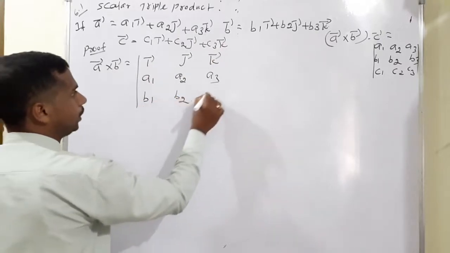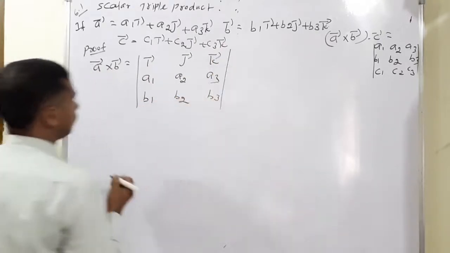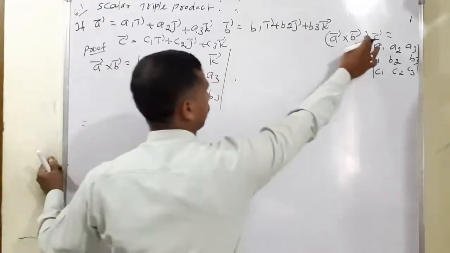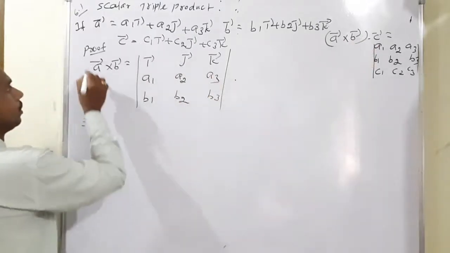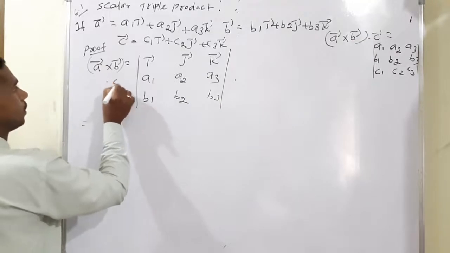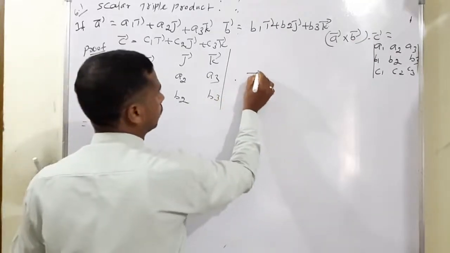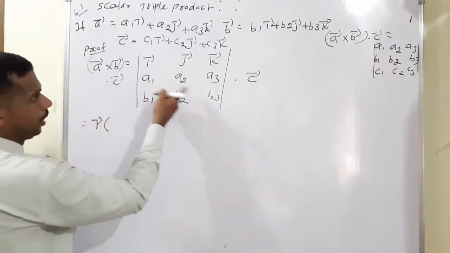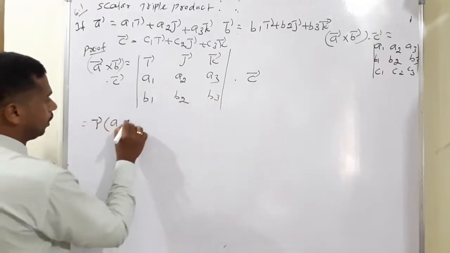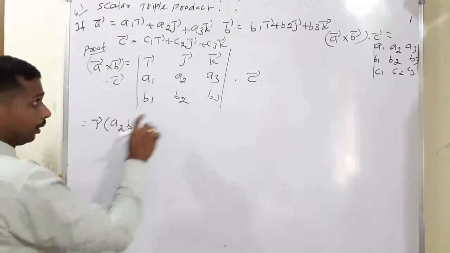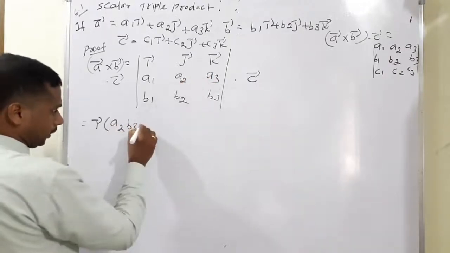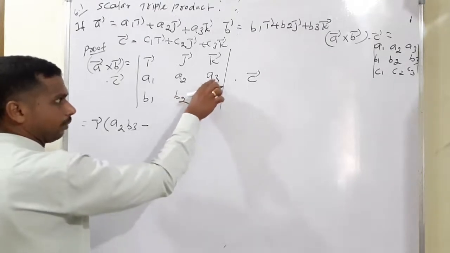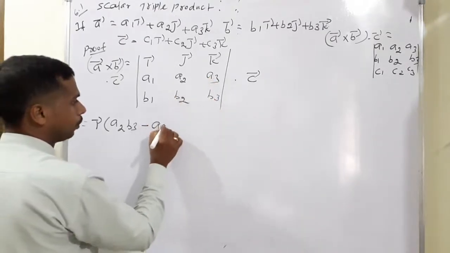B1, B2, B3. Dot C vector also is there, isn't it? So I will write it here, dot C vector. Now I vector into A2 into B3, then cross product means the common minus will be added. A3 we can write now, starting with A means A3 into B2.